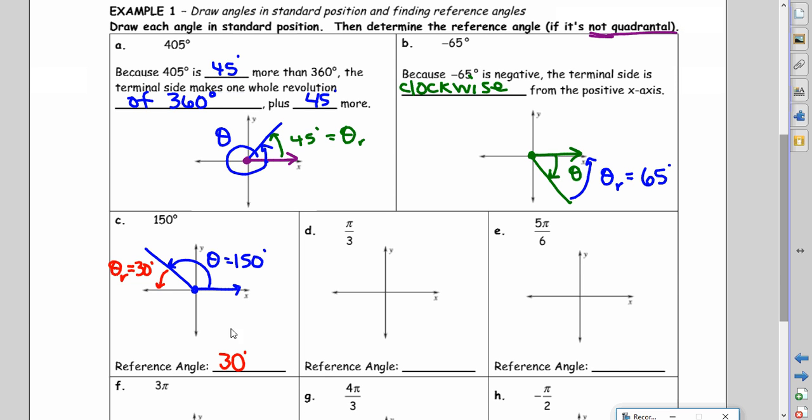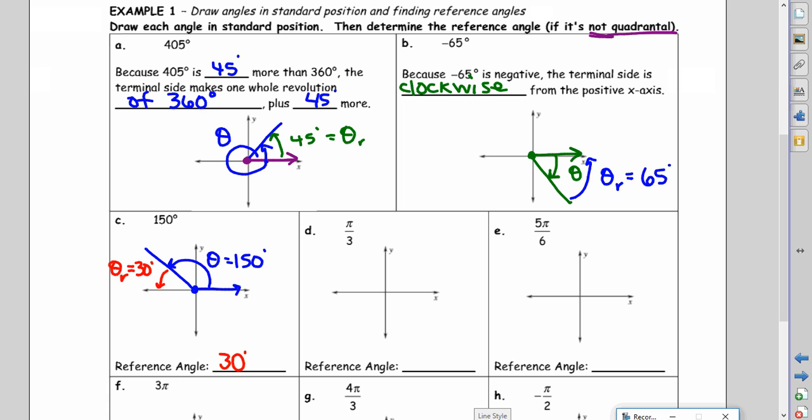Okay, so to draw 150, I put my initial side on the positive x-axis. I turn counterclockwise 150 degrees. So to get to 150 degrees, I am 30 degrees short of 180. So my reference angle is the 30 degrees that it would take to get to 180. All right, we're going to skip D. I'm going to have you come back and try that one in just a second.